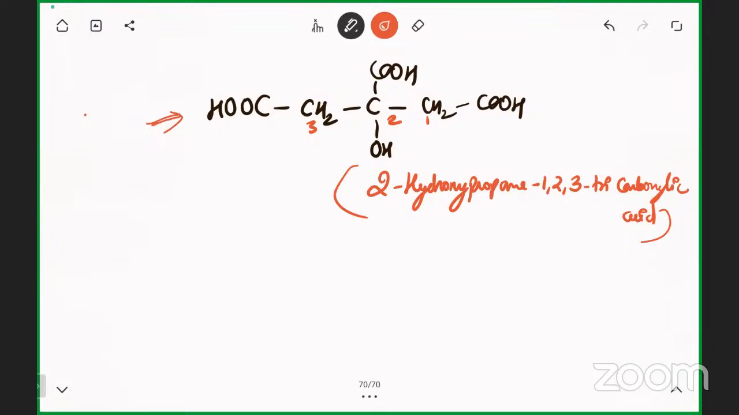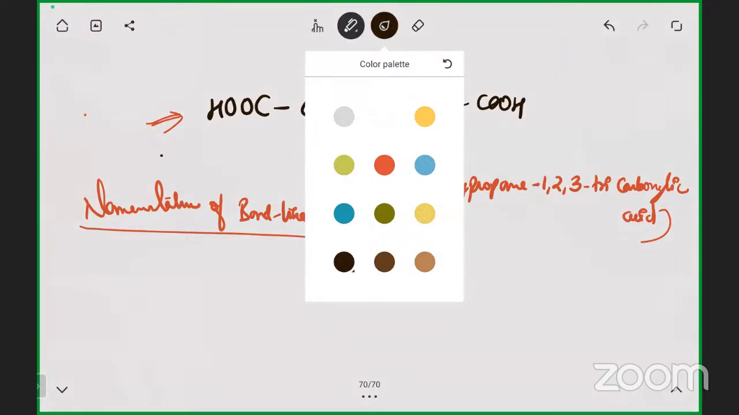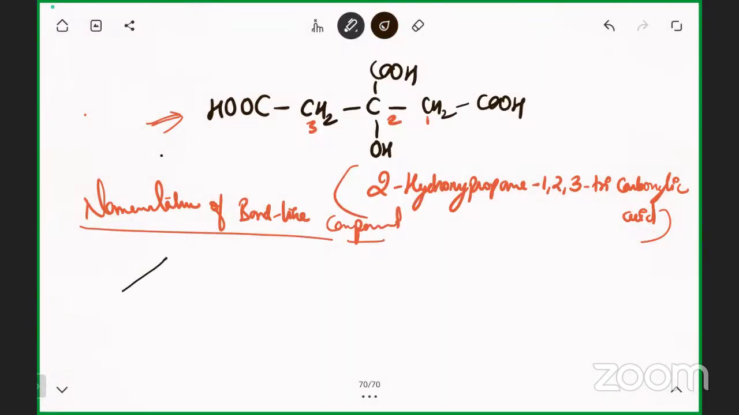Done? Any doubt? No, sir. Okay, let's start with the nomenclature of bond line compounds. See how you have to do it. This sort of compound can be asked.